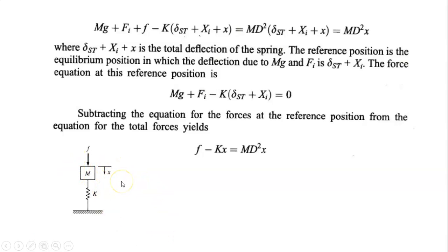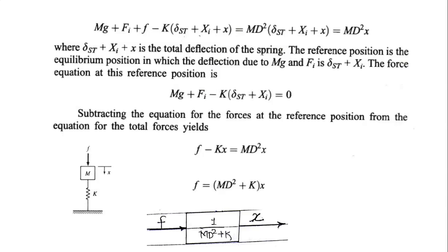Therefore making summation of the forces, how many forces are acting? External force F, spring force kx in the upward direction, and inertia force md square x in the upward direction. Therefore this equation will become F minus kx is equal to md square x. Therefore by shifting kx towards right side and taking out common x, we can write F is equal to md square plus k into x. Therefore this is the block diagram. How to read this? F into 1 upon md square plus k is equal to x.